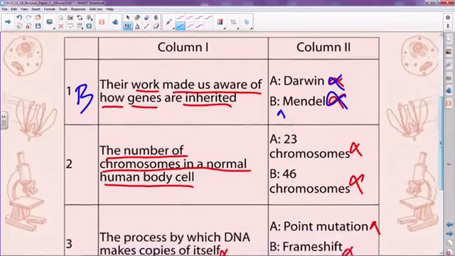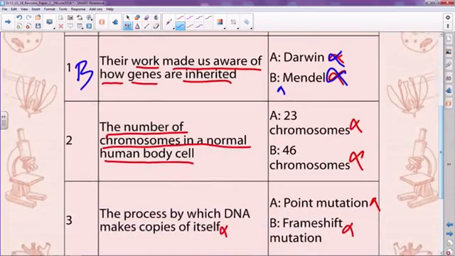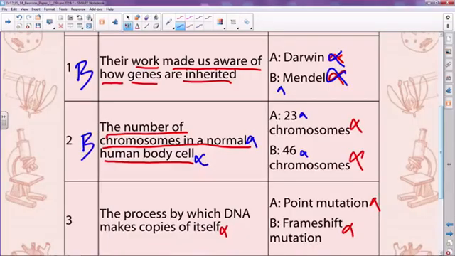The next one, this is quite a cool one. The number of chromosomes in a normal human body cell. Okay, now there's 23 and 46. Now, if I said to you in a sex cell, you could choose 23. Every other cell in your body has got 46 chromosomes. But then some of you are saying, but you've got 23 pairs. Yeah, 23 pairs. This says 23 chromosomes. Don't make that mistake. Right? There are 46 chromosomes, 23 pairs, in a normal body cell. So it is B again. It's quite easy, that one, huh?